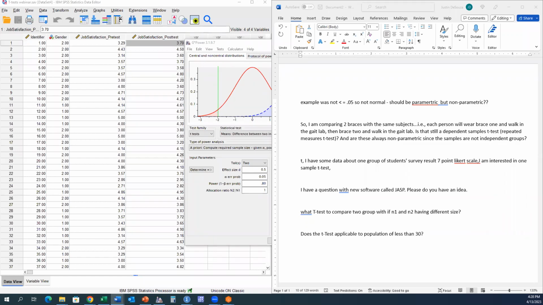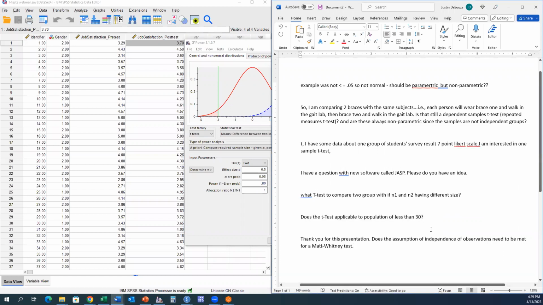Okay, we have a couple additional questions here. Does the assumption of independence of observations need to be met for a Mann-Whitney test? Yes. You don't want to have overlap across your groups, even for a Mann-Whitney U-test. They have to be independent groups. So that is one assumption that carries over between a t-test and a Mann-Whitney test.